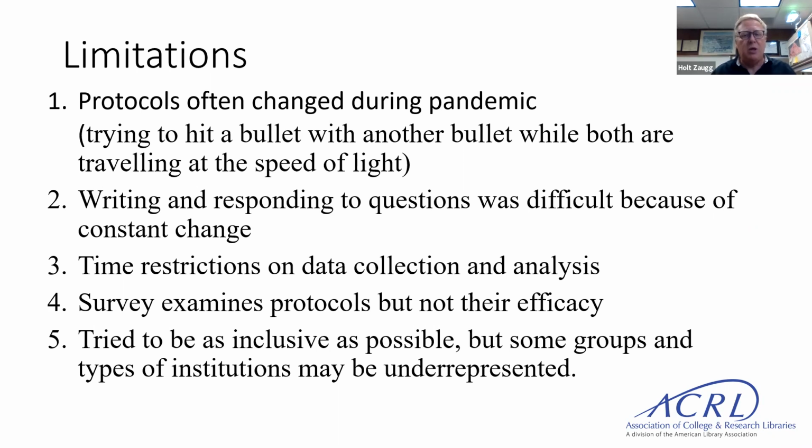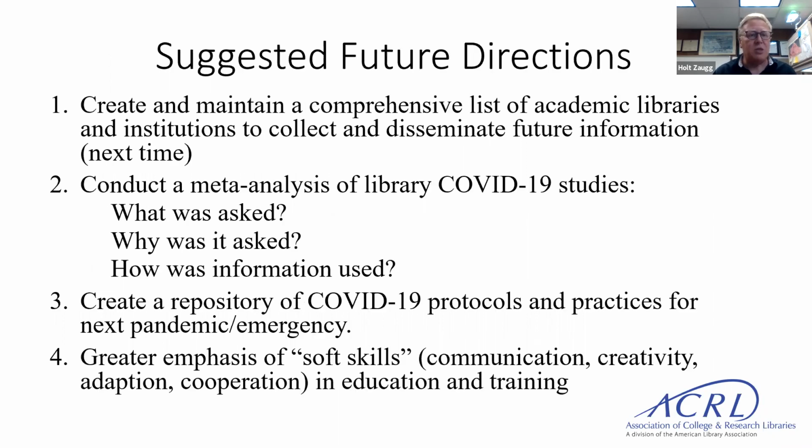We had also hoped that it would have been good to have the survey administered at a couple of different times to be able to see how things changed as the pandemic changed. But that was beyond the scope of what we were able to do also. And we also took a look at the survey, examined what protocols were used, but we didn't examine their efficacy. We didn't say how effective were these in reducing the spread of COVID-19, and we didn't also look at the compliance, the efficiency of compliance to these protocols. Again, that was beyond the scope of what we were doing. And finally, because of the way that we sent out the invitations, we tried to be as inclusive as possible, but we do recognize that some groups and types of institutions may be underrepresented in what we're finding. As we finish off, we have some future directions, and we have 4 suggestions.